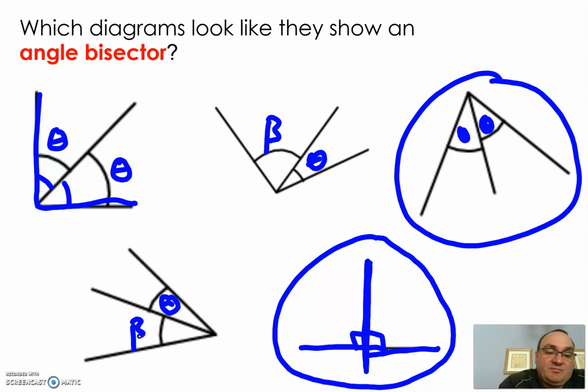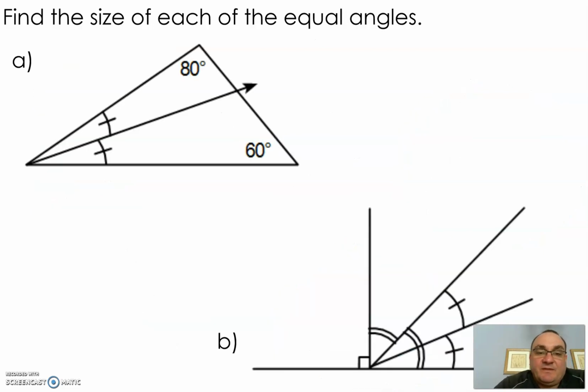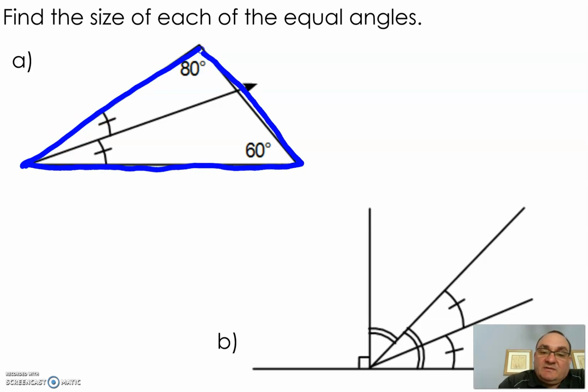Okay, let's try another practice question. It says find the size of each of the equal angles. So there's two questions here. The first question deals with a triangle, and one of the angles on the triangle has been split. So the triangle is in blue. You'll see one of the angles is 80 degrees. That's an acute angle. Another of the angles is 60 degrees, also an acute angle.